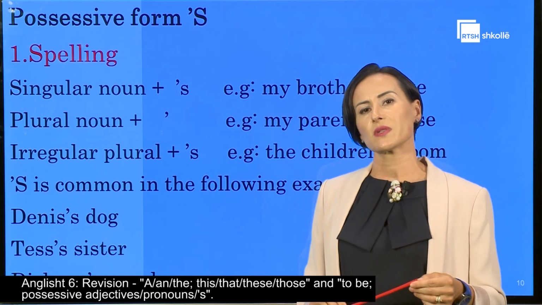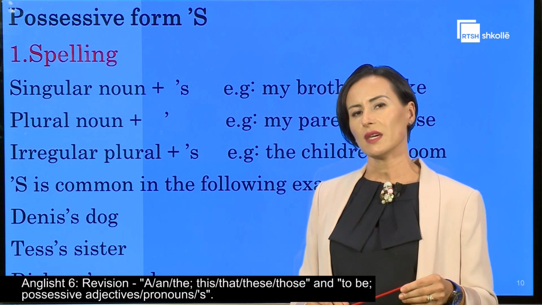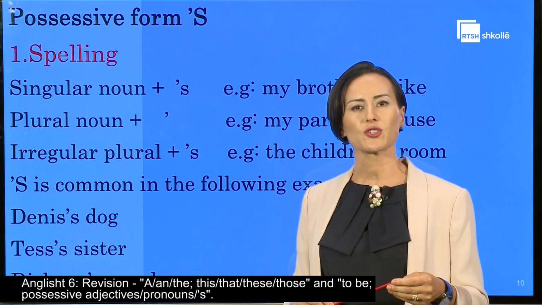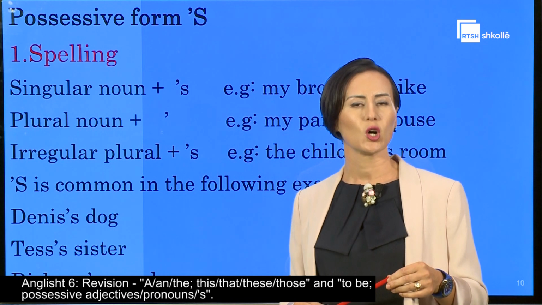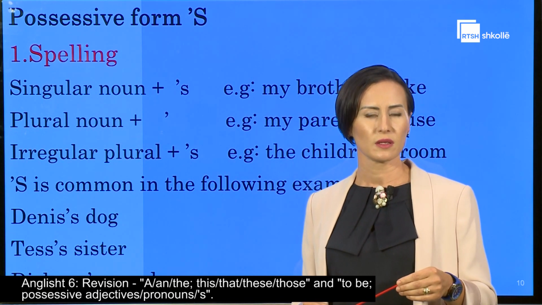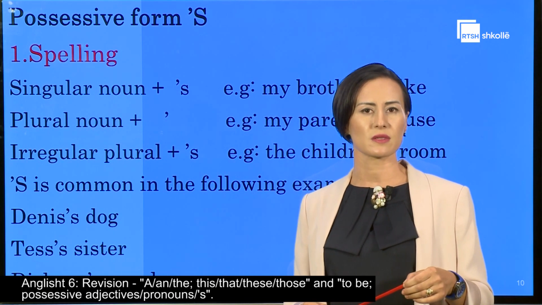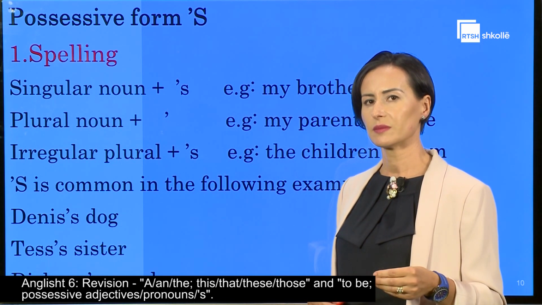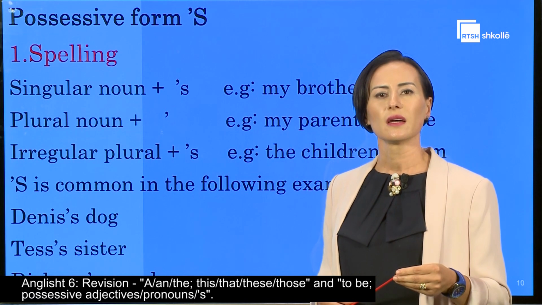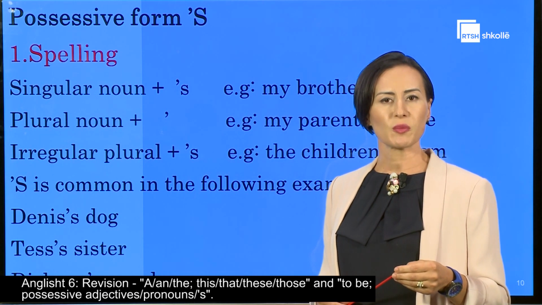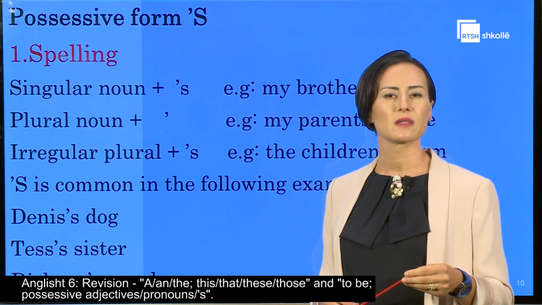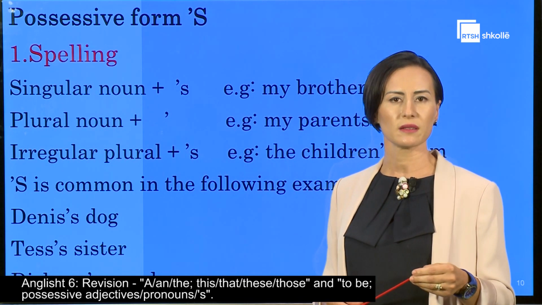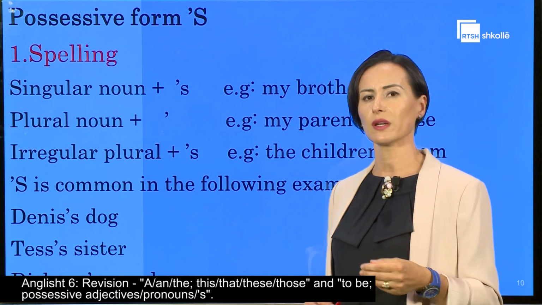Let's go on with the possessive form. It refers to nouns which refer to people or groups of people, places, animals. And what does it tell? It tells a relationship of belonging between something and another thing, or someone and their belonging.